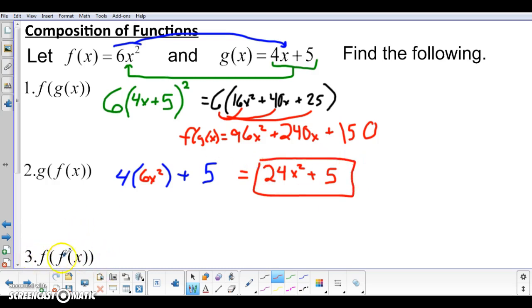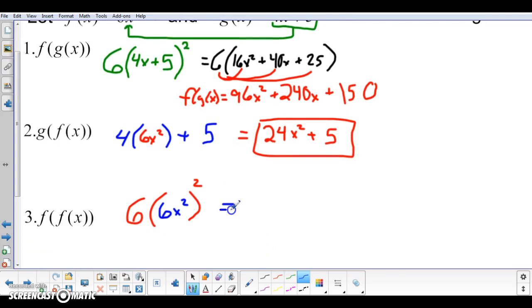And the final one, the f of f of x. Here we're actually going to take the function and plug it in to itself. So the f of x is 6 times something squared. So I'll start with that, 6 times something squared. And then the new input is the f of x, which is this function. So 6x squared is going to be plugged in for x in that function, like so.